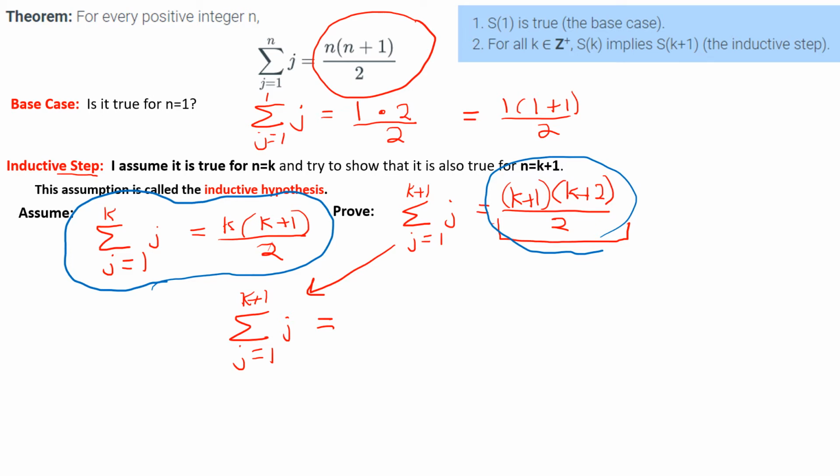We're starting with this. We're looking at the summation as j goes from 1 up to k plus 1. And what do we know? All we know is we can assume this, the inductive hypothesis, but that's all we can assume. Well, there's one other thing that we can do first. And remember, we learned that little trick that you can pull out a term from a summation if it's going to help you in some way.